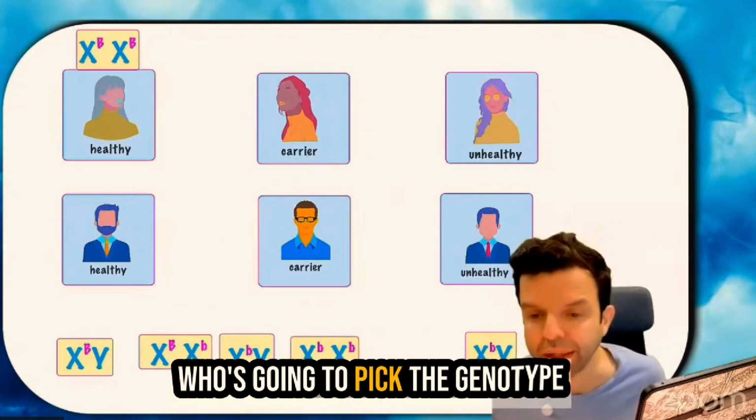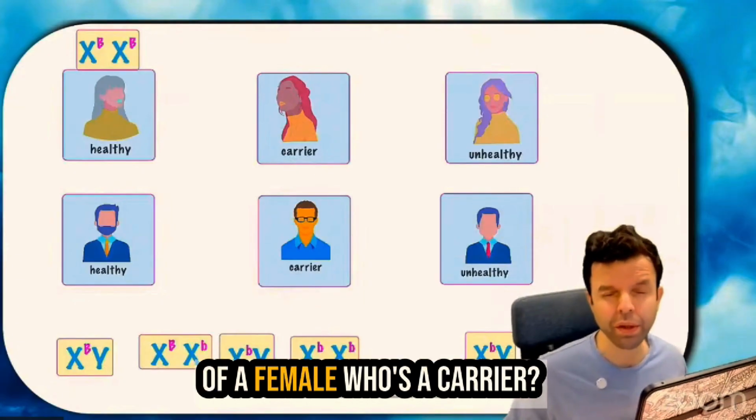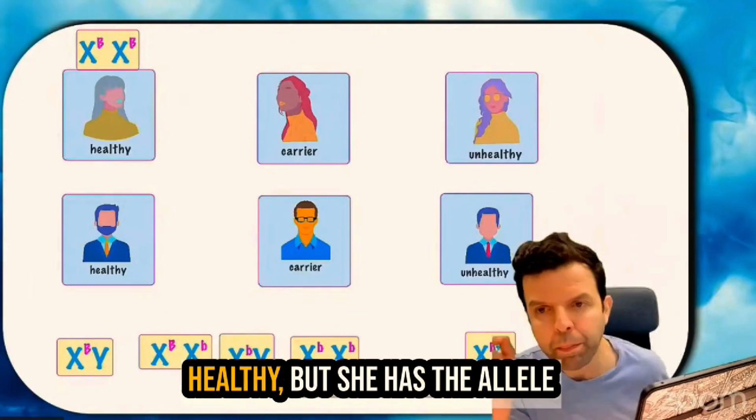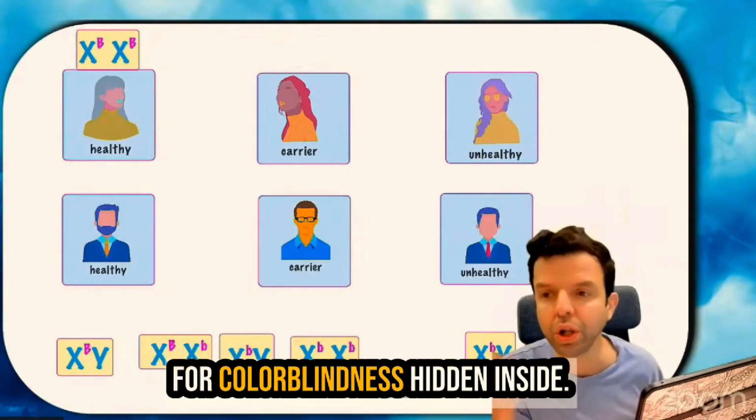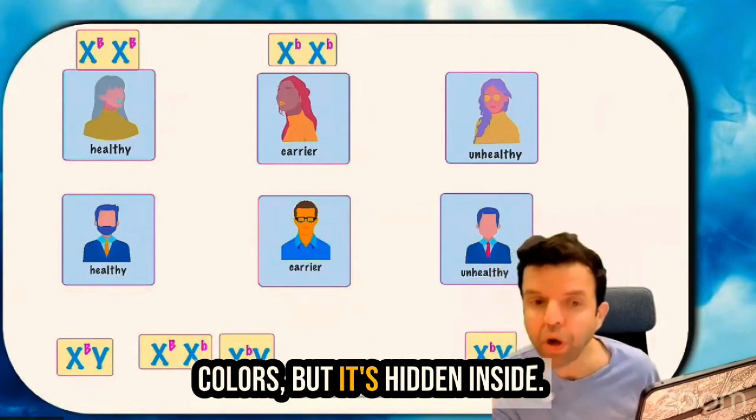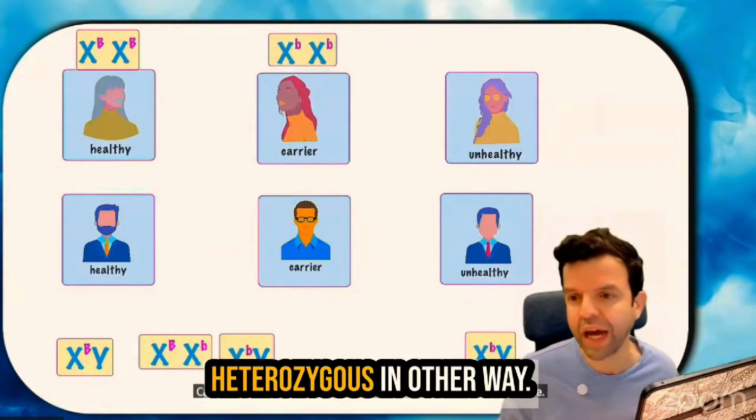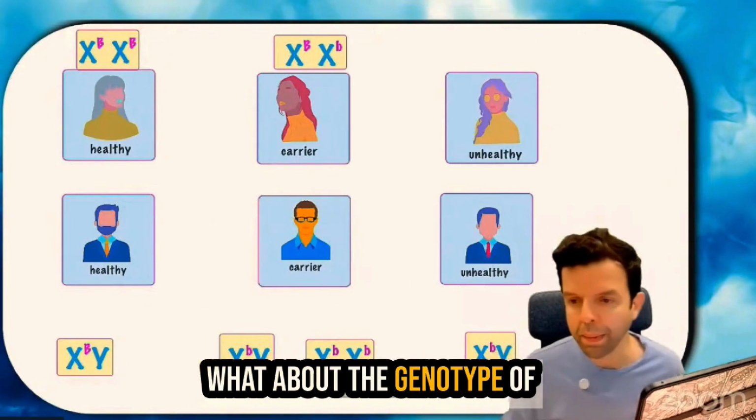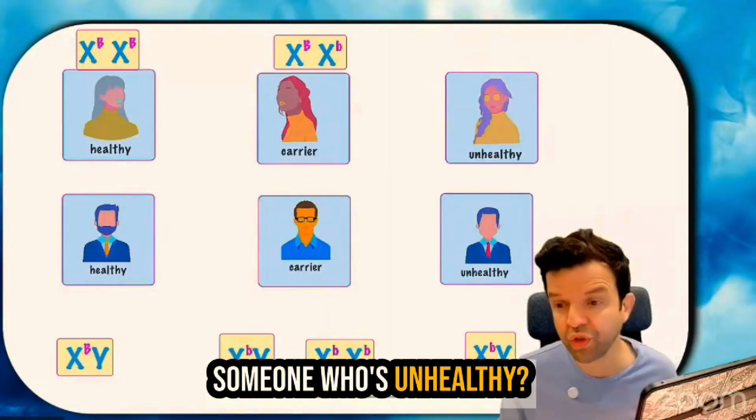Who's going to pick the genotype of a female who's a carrier? What does a carrier mean? Meaning she looks perfectly healthy, but she has the allele for colorblindness hidden inside. XBXb carrier means that she sees colors, but it's hidden inside. She's heterozygous in other words. For that reason, what am I going to pick? I'm going to pick this. That's a carrier. What about the genotype of someone who's unhealthy?